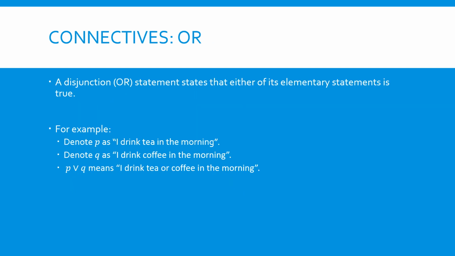Let's look at the second logical connective, the disjunction or "or" connective. It connects two elementary statements. The corresponding compound statement says that either one of its elementary statements is true. For example, denote P as "I drink tea in the morning," and denote Q as "I drink coffee in the morning." The disjunction compound statement P or Q says I drink either tea or coffee in the morning.